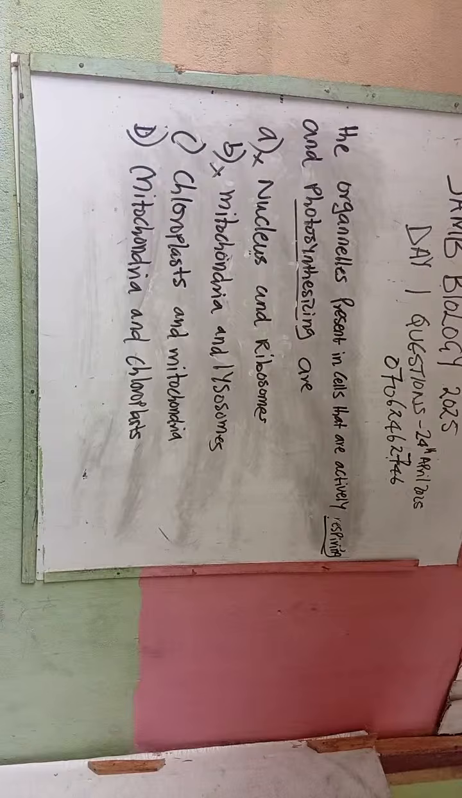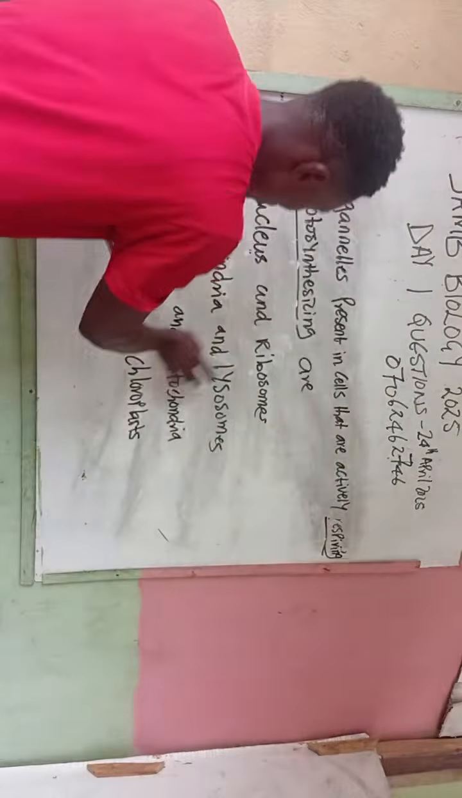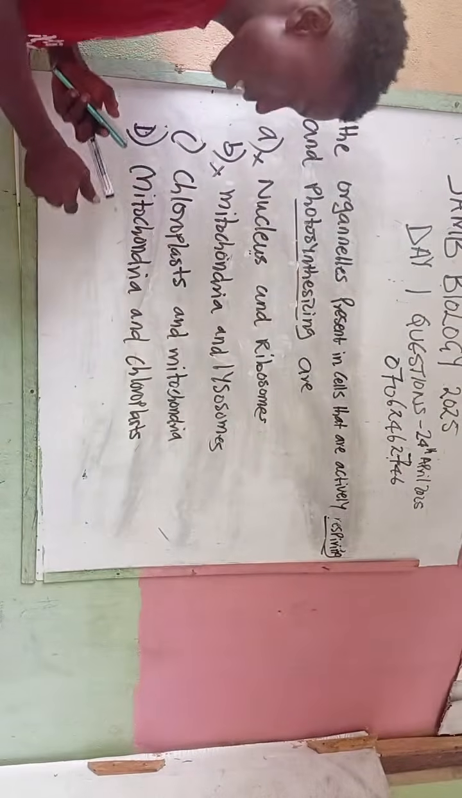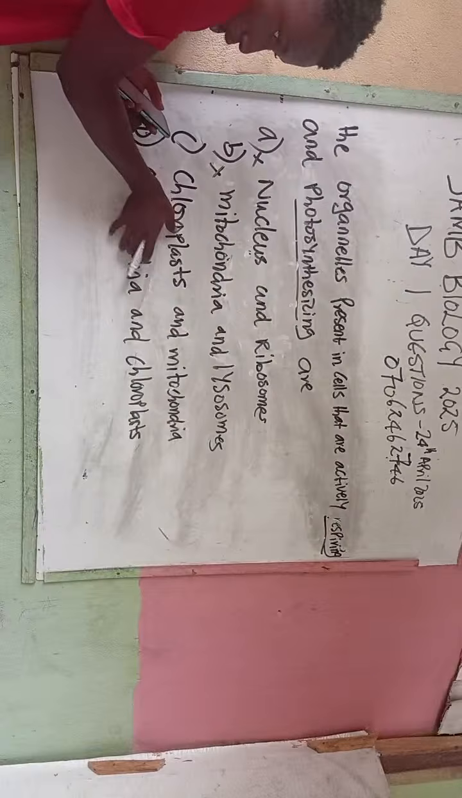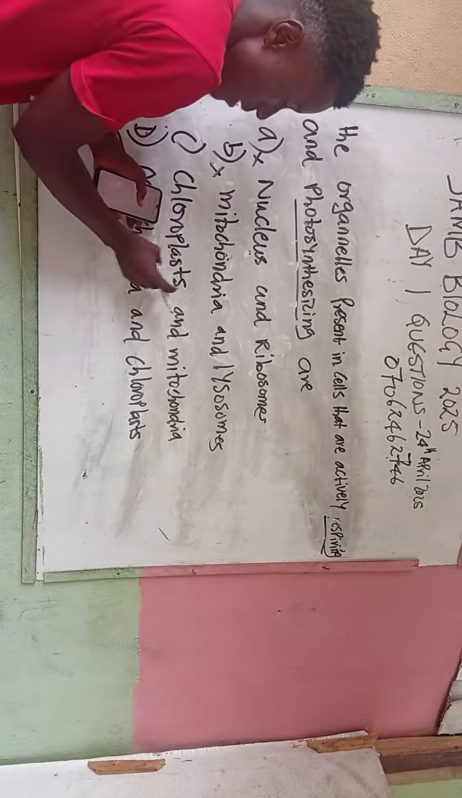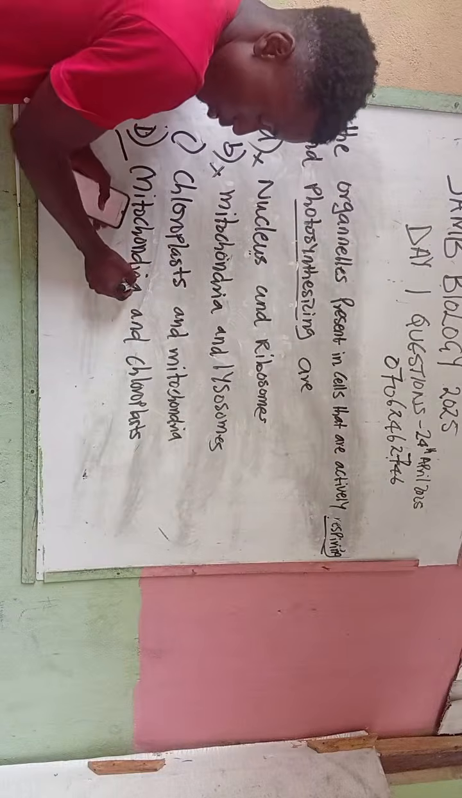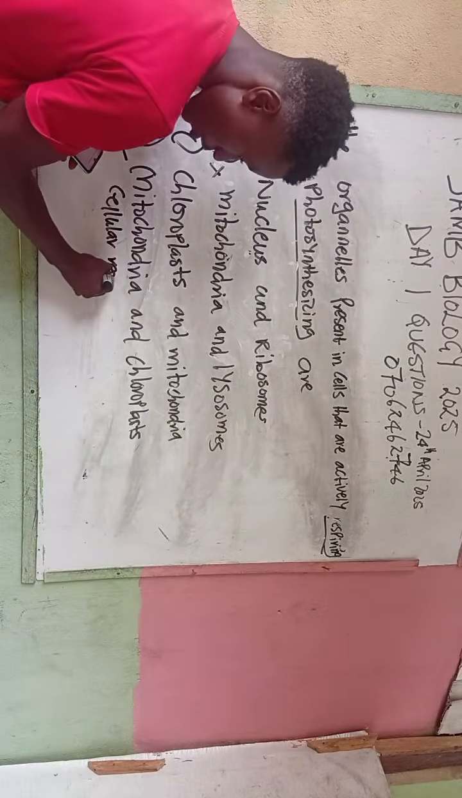So let's continue. The chloroplast is not responsible for respiration, and the mitochondria is not responsible for photosynthesis. The correct answer is D. What they did was to twist this thing, instead of the one that is supposed to be here, you understand? The mitochondria is responsible for cellular respiration.